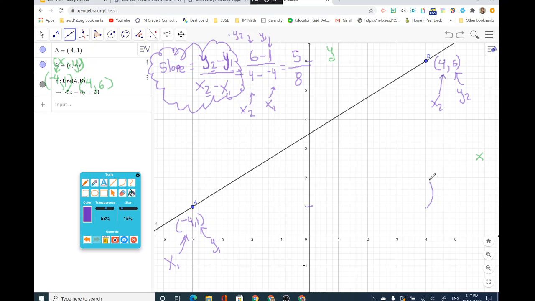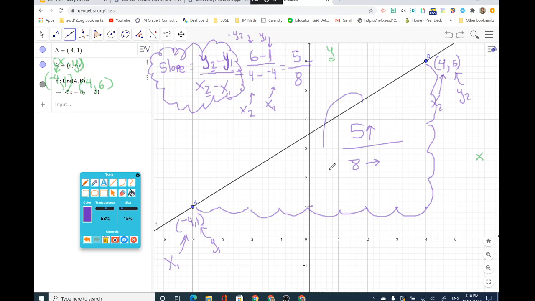Let's see here. 1, 2, 3, 4, 5. Okay, that's 5 units up. 1, 2, 3, 4, 5, 6, 7, 8. Okay, yes, that confirms. 5 units up for every 8 units over. That's our slope of the line.